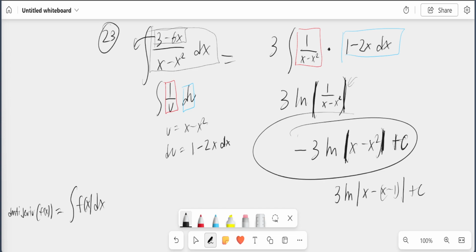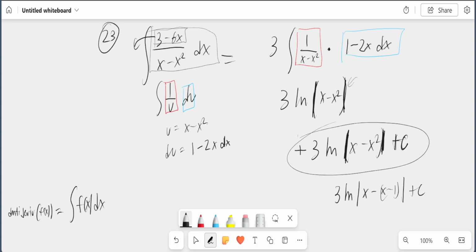Yeah, posted in homework. Okay, so 3 minus 6x, u du. Okay. Oh, okay. First of all, yeah, I did something wrong. This is ln of u, and u is x minus x squared. So that's that. And this is positive. So I'm getting your answer.